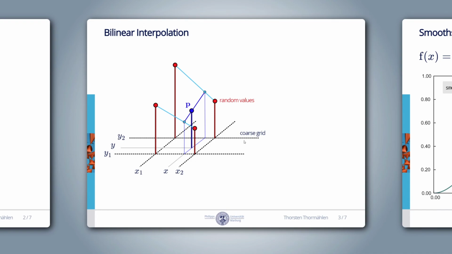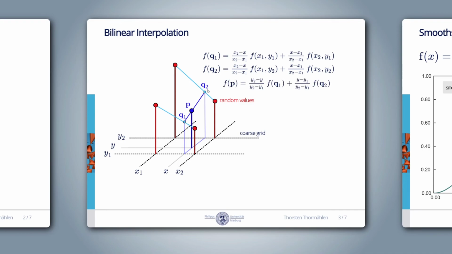Now we first compute the value at location Q1 by linear interpolation. And here's the equation to perform this operation. You see that we use the values at x1, y1 and x2, y1 to perform this operation. Next, we compute the value at location Q2 by linear interpolation. The values at x1, y2 and x2, y2 are used. And finally, the linear interpolation in the y direction where the values at Q1 and Q2 are used.